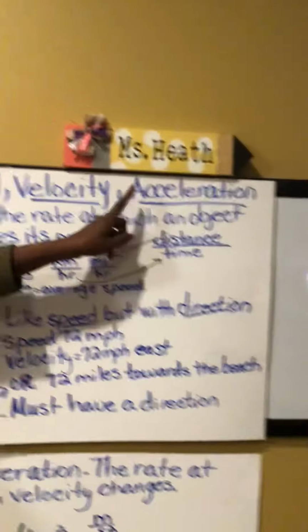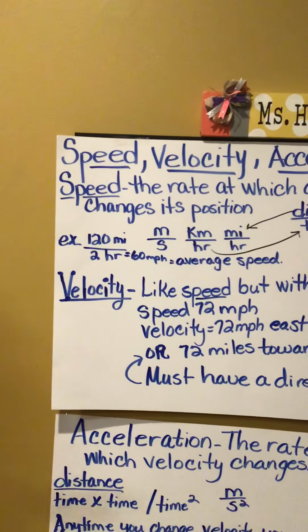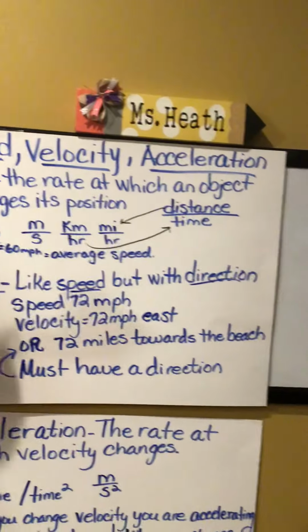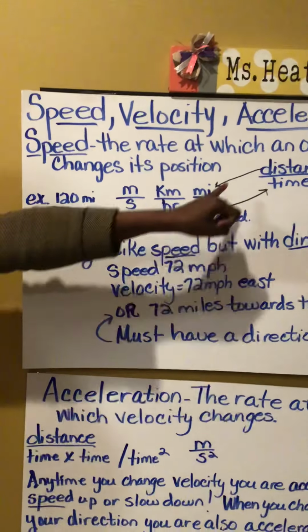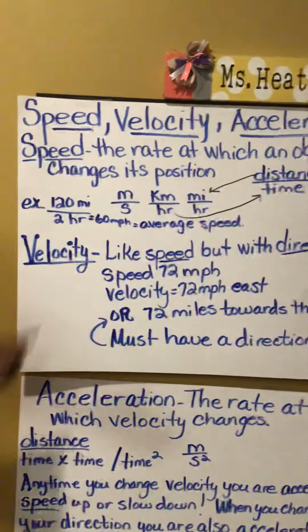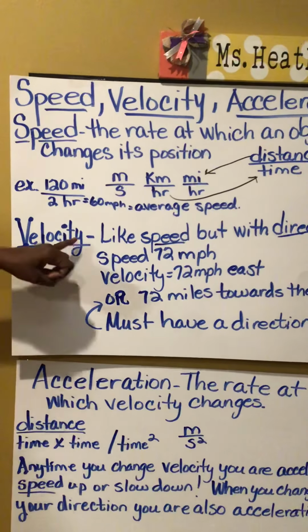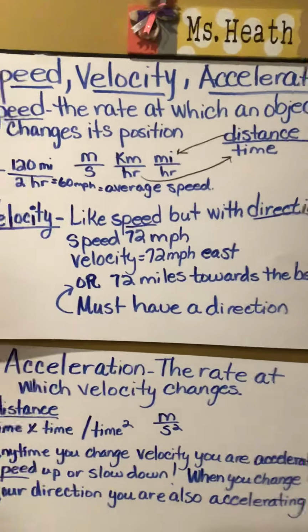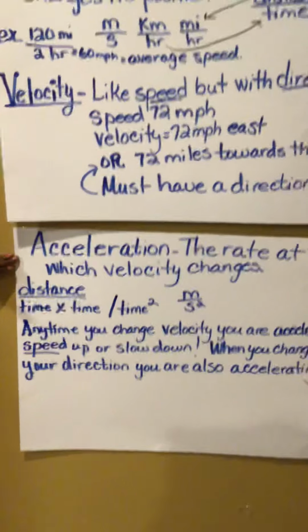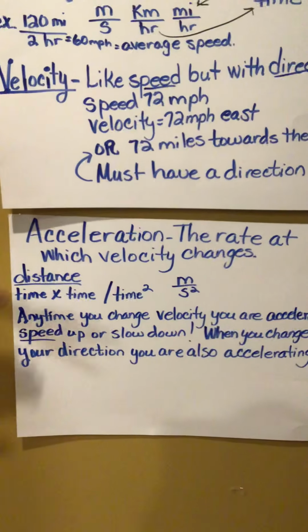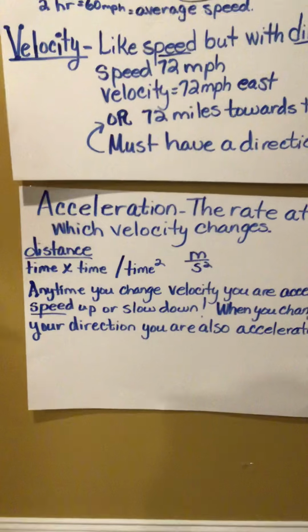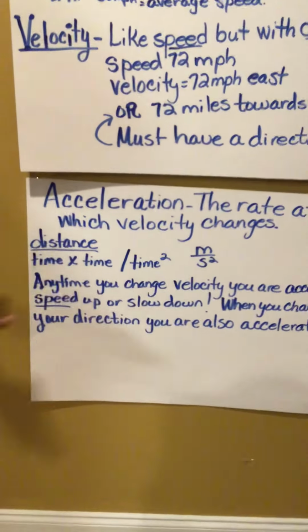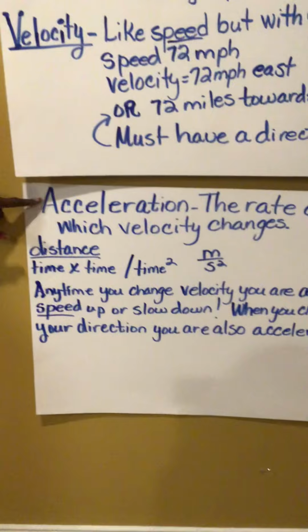Well, let's do a quick review of everything that I just taught you. Here we go. We talked about speed, velocity, acceleration. Please take notes. Speed, the rate at which an object changes its position. Here's the formula, distance divided by time. Here's some examples. Next, we said velocity was just like speed, but we include the direction. And lastly, we talked about acceleration. Acceleration is the rate at which the velocity makes that change. And whether you're speeding up or slowing down, you still have acceleration.